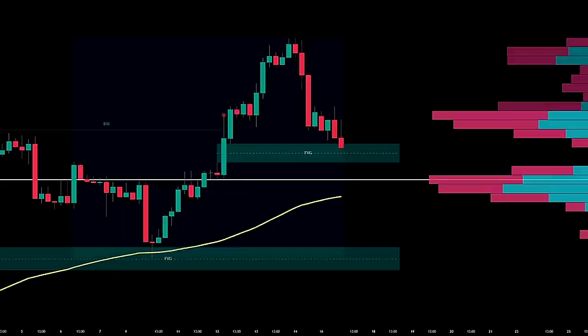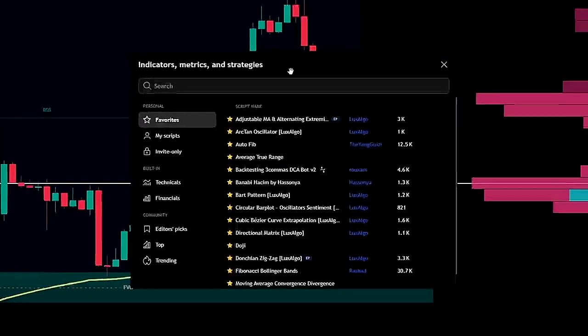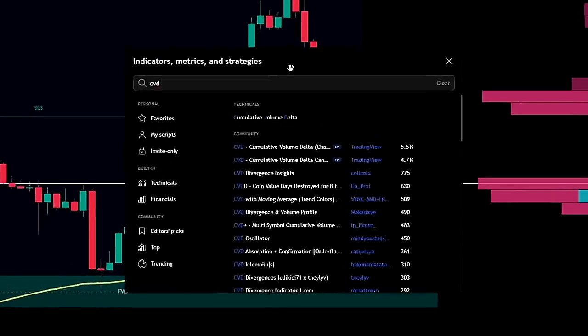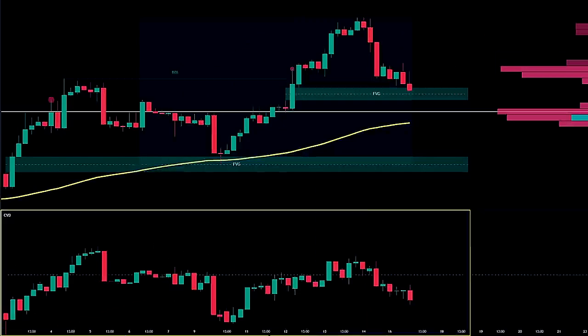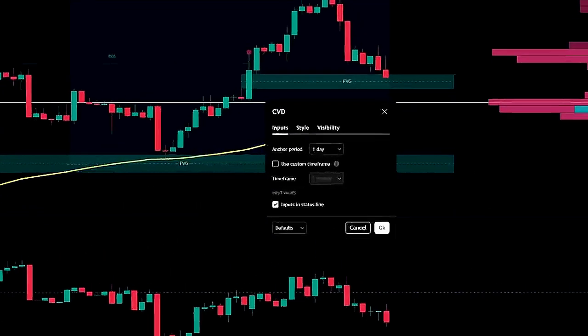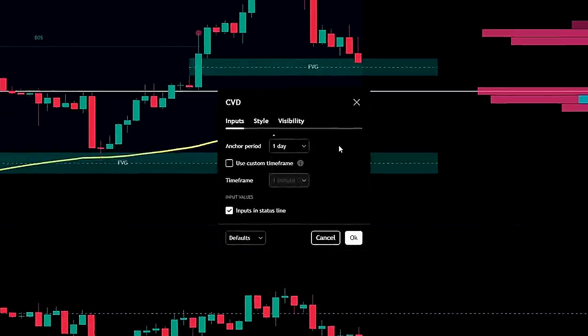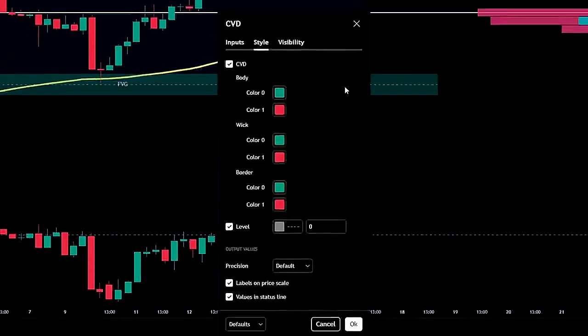Now we need to add the second piece of the puzzle, the CVD, or Cumulative Volume Delta. Click on Indicators again and search for CVD or Cumulative Volume Delta. Select this one. The indicator will appear in a separate panel below your main chart. Click on Settings and in the Inputs tab select here 1 day and also check this one. In the Style tab, use these settings and 0 as level.